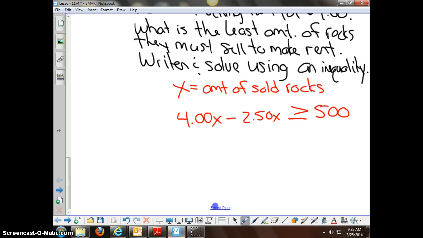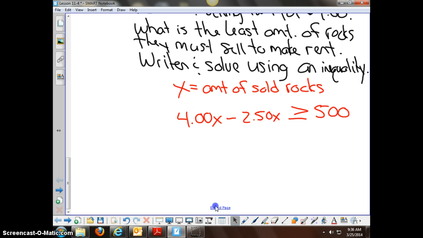Just for kicks and giggles here, you do not need to write this down, but you may do $4 minus 250x, right? Because they're selling for 4, they're buying for 250, and that's going to be the same thing that Amin came up with. Okay, but this way is fine as well.